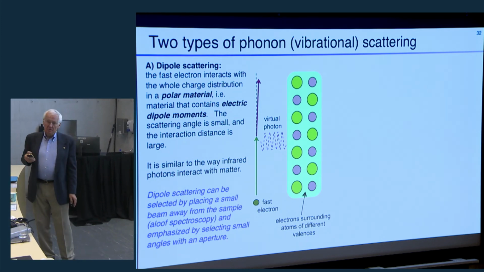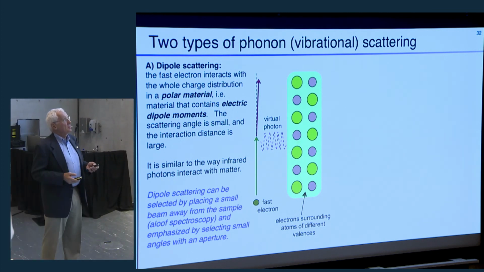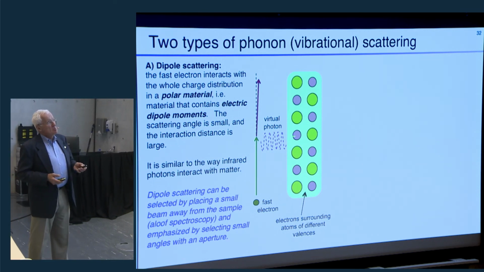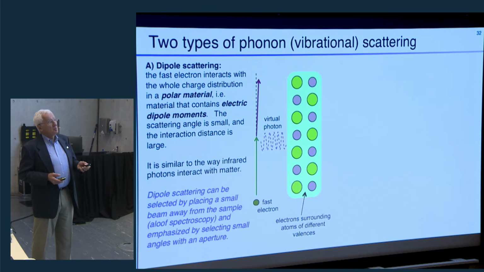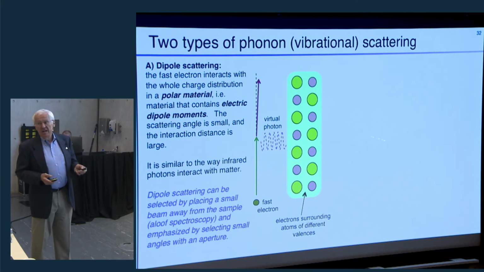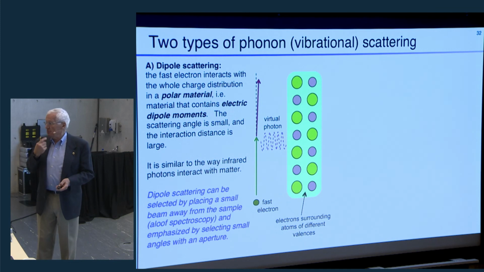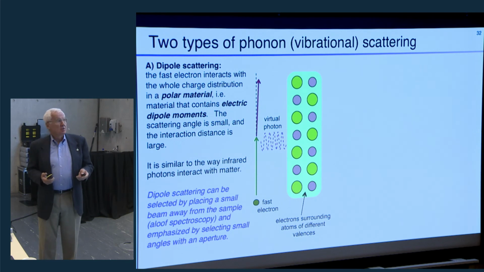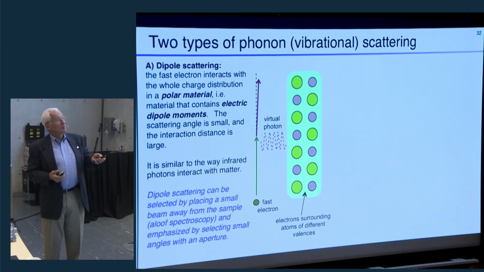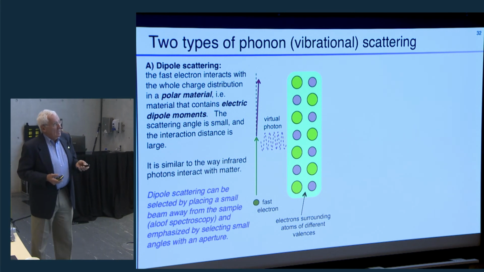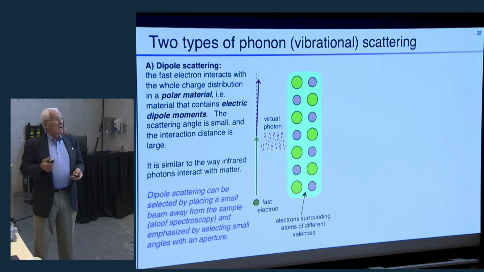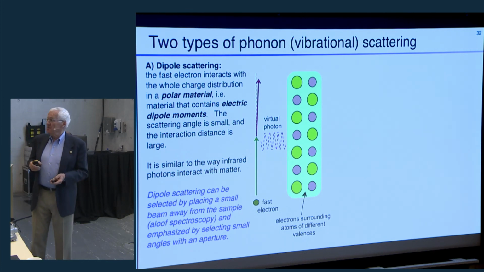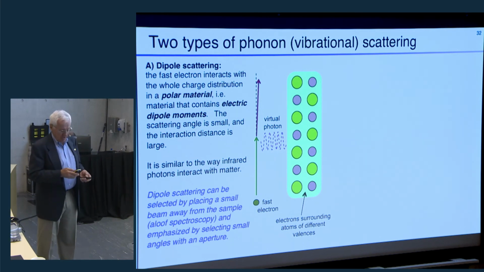Yeah. So with the vibrational spectra, it's important to realize that there are two types of signals that we're actually looking at. Something that we call dipole scattering, which can be mediated by a virtual photon from some distance away. So you can have the fast electron go tens of nanometers, even 100 nanometers from the sample. There's an electromagnetic wave surrounding the beam of fast electrons, and it's as though a virtual photon was interacting with the sample, which has to have polar moments in it. So if there are some plus minus atoms, it can interact at a distance.